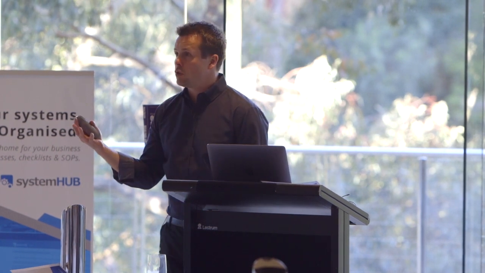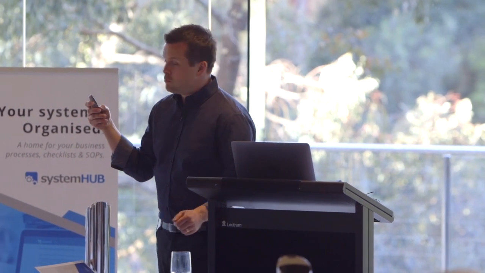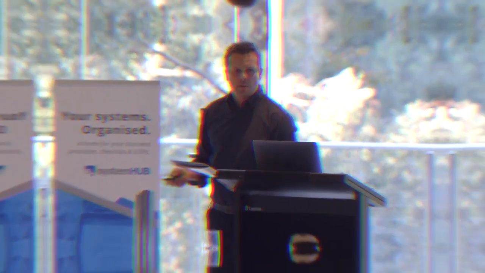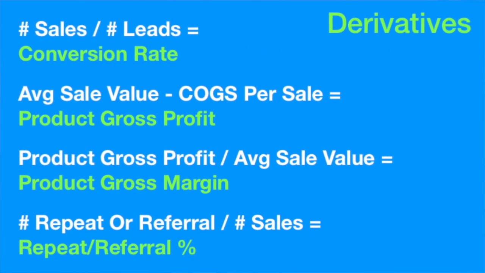And then you would just populate those, and then we can start to pull derivative numbers from those key metrics that I just gave you. There's probably four or five of them. You can then combine your sales and your leads, divide your sales by your leads, and you can figure out what your conversion rate is.